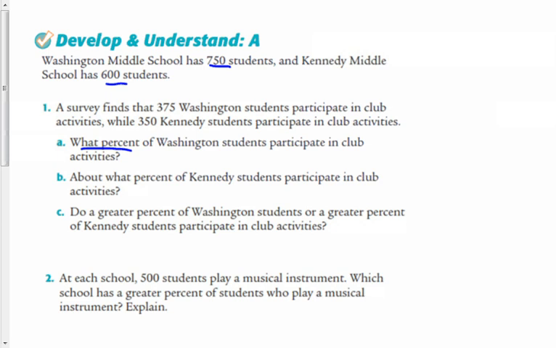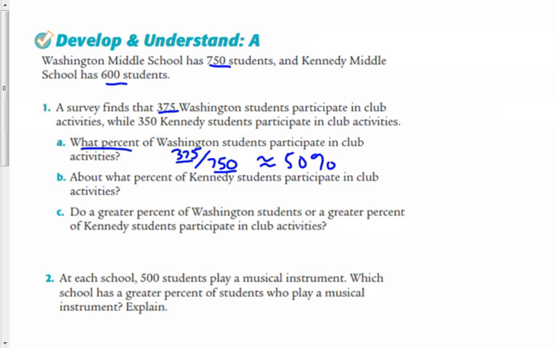Well, Washington had 375 out of a total of 750 students. And you kind of have to get to know your numbers, but one way you could do this is round this up to 400, round this up to 800. 400 out of 800 is about 50%.